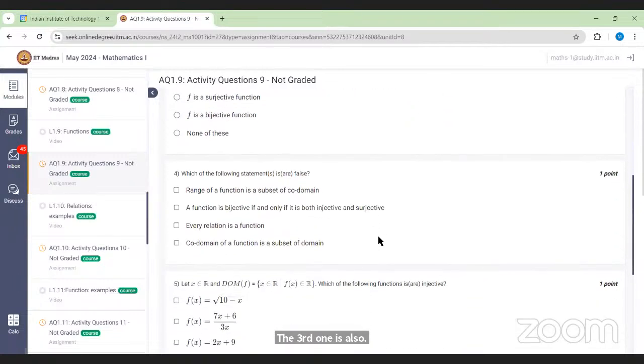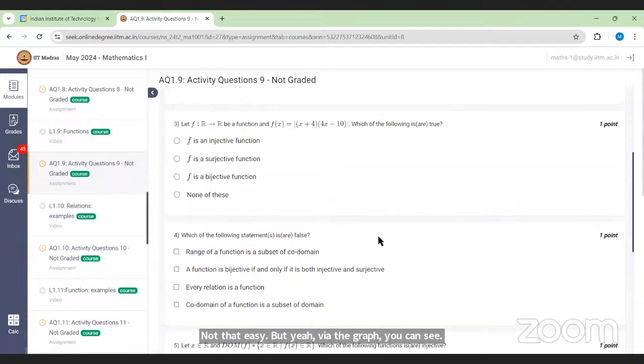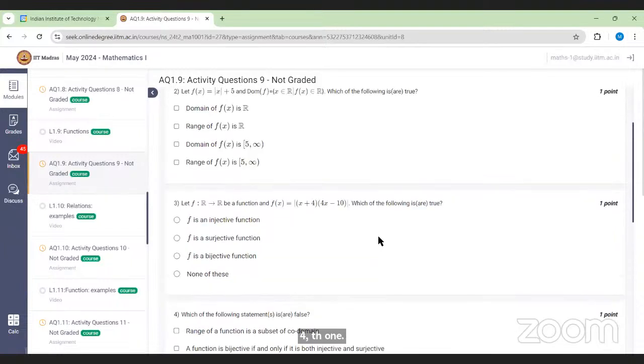Ma'am, please explain the third one. Okay, so the third one says that you have been given a function in modulus of something. Which of the following is true? The options are injective, surjective, bijective, and none of these. So obviously we just have to check injective and surjective.